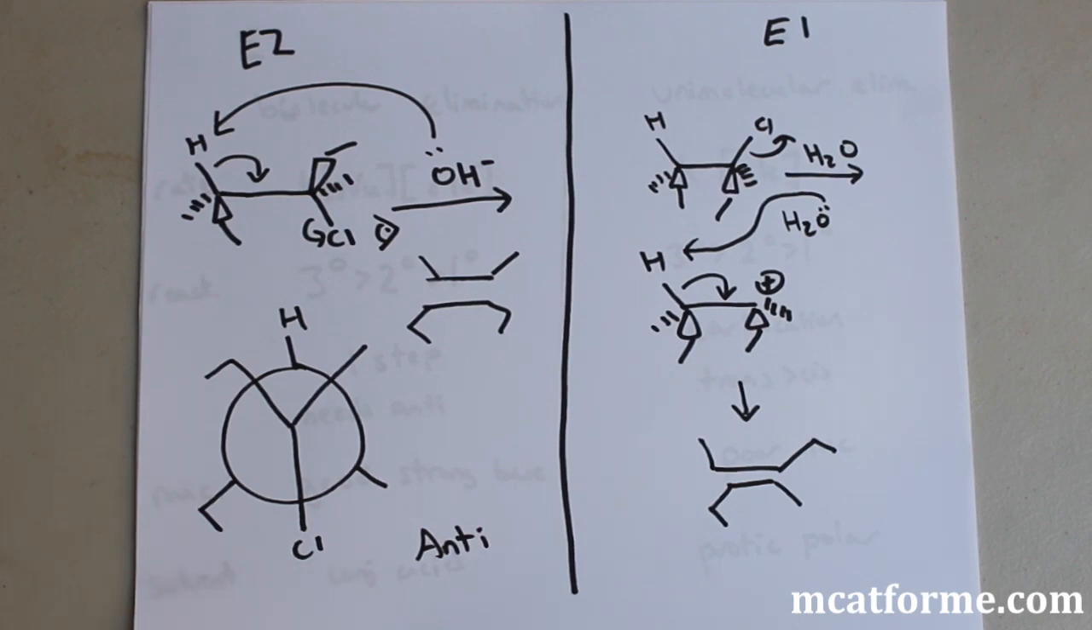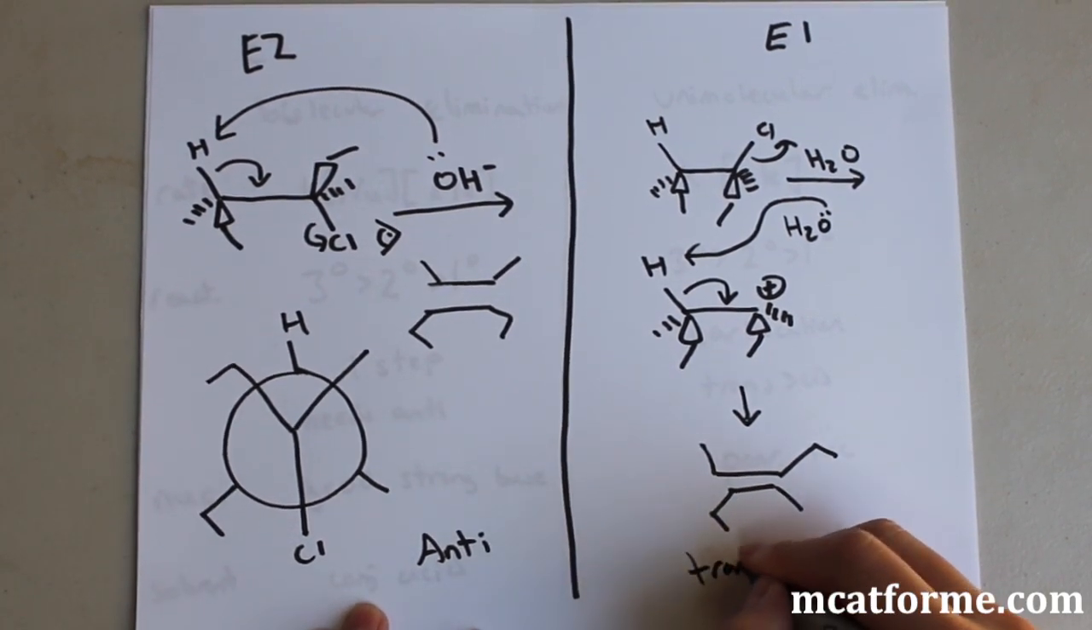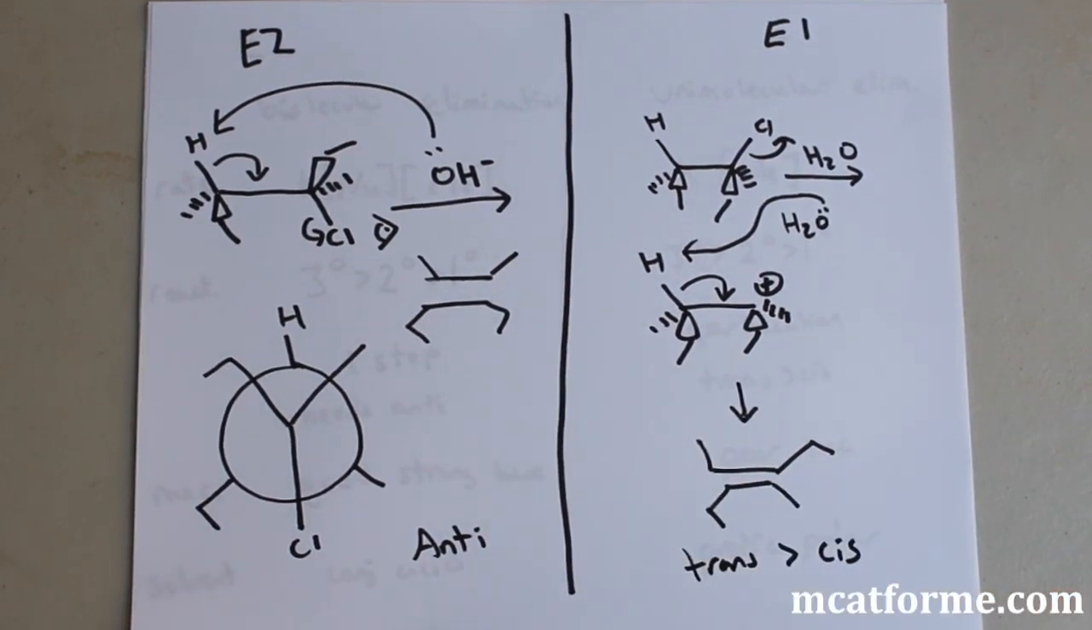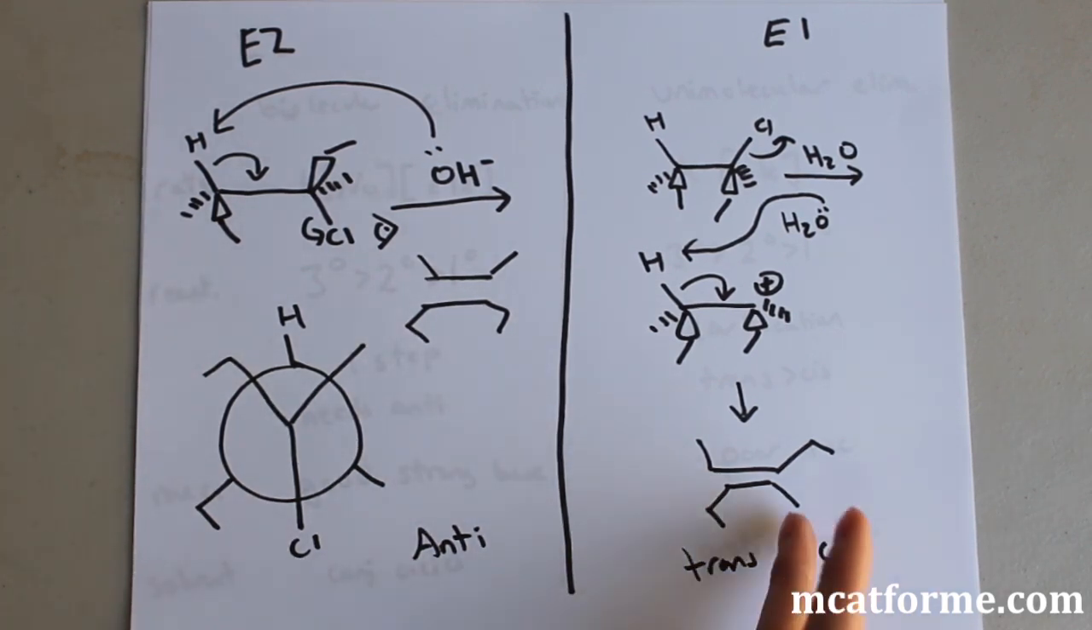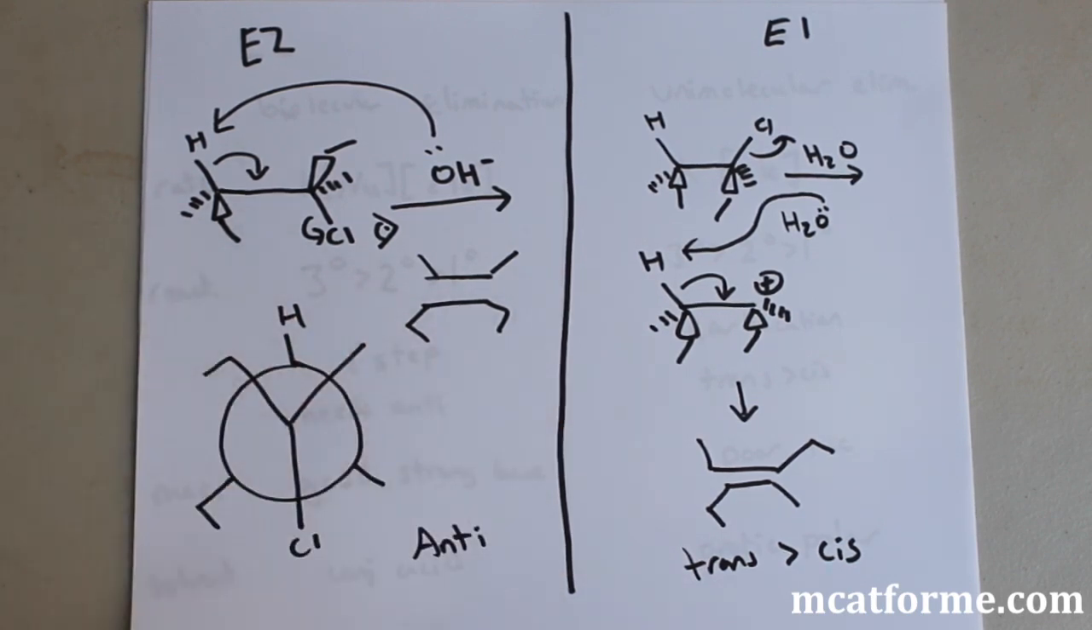Well, the one thing about E1 that we need to know is that trans is more stable than cis, and that's in any type of alkene. Trans is always more stable than cis, because they stack, so we're more likely to see trans over cis. That's the reason why, for E1, I drew it in the trans conformation. So for E2, the anti-conformation will determine whether it's cis or trans, but in E1, we're always going to see that trans is more stable. And that being said, cis, even though it's less stable, doesn't mean it's never going to show up. It's just going to be in a lesser amount.